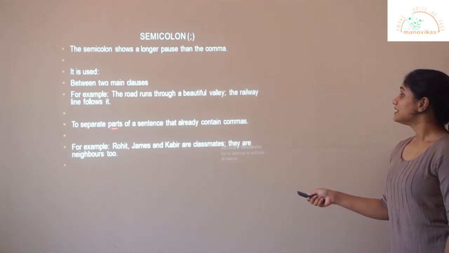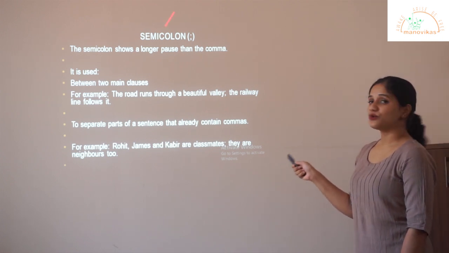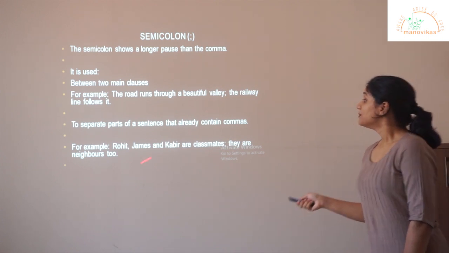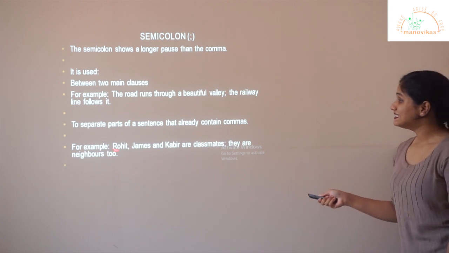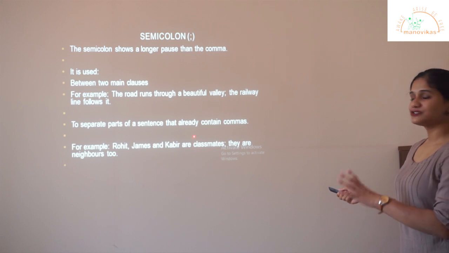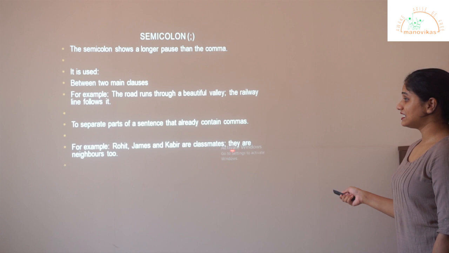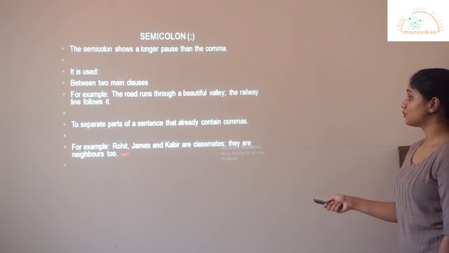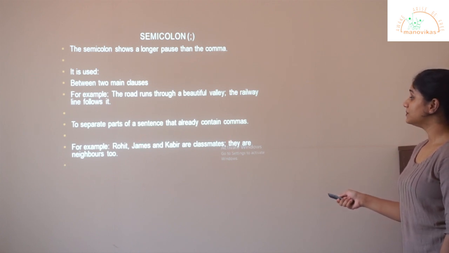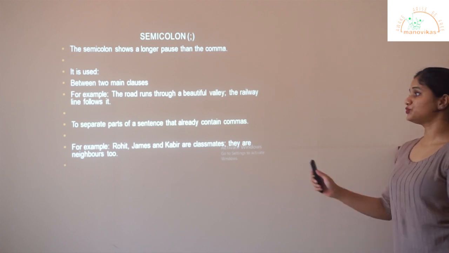Now, to separate parts of a sentence that already contain commas, sometimes the semicolon can help a comma. Because what this does, if there is already a list in one part of your sentence and there is another part of your sentence that has to be added to it but cannot be left for later, the semicolon is very helpful here. For example, "Rohit, James and Kabir are classmates; they are neighbors too."